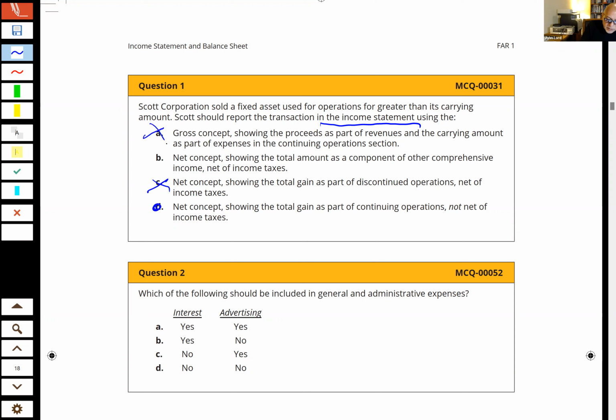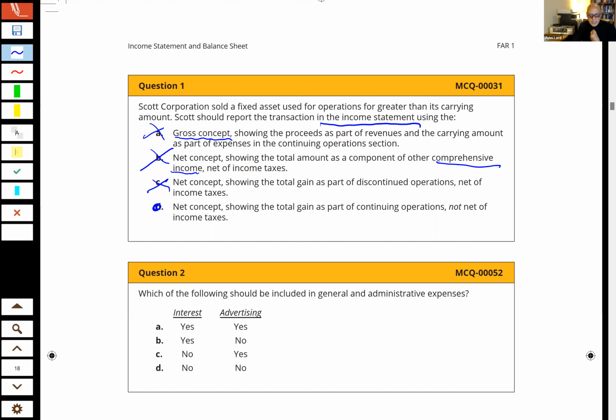A is not correct, and I don't think anybody picked A, and that's great because we said that gains and losses are reported net. Then there's the net-of-tax concept as a component of comprehensive income, and some of you picked that. Comprehensive income, we'll talk about next time, has a very specific definition as to what goes into it, and in no way is it part of the calculation of our operating income, and sales of equipment would not be part of comprehensive income.